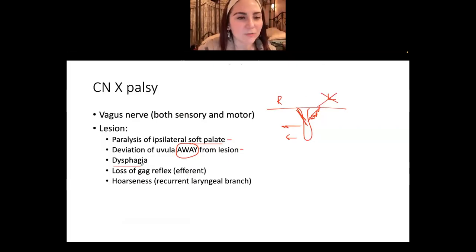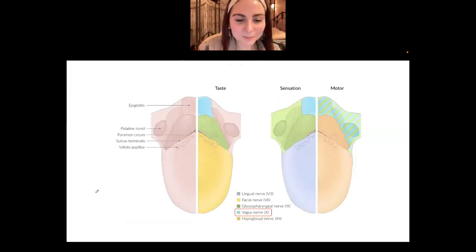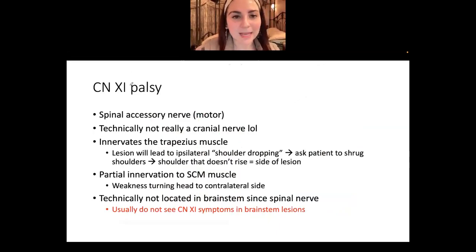You see dysphagia, so you're going to have trouble swallowing, and loss of gag reflex. This is the efferent part of the gag reflex. And then you'll see hoarseness because of that good old recurrent laryngeal branch, that left recurrent laryngeal. So if you do lesion cranial nerve 10, you will see hoarseness. Here's your vagus nerve. So again, it does soft palate, sensation, and taste. I don't really know if the soft palate is involved in taste, but it's going to be the same in both. It's going to be the soft palate.